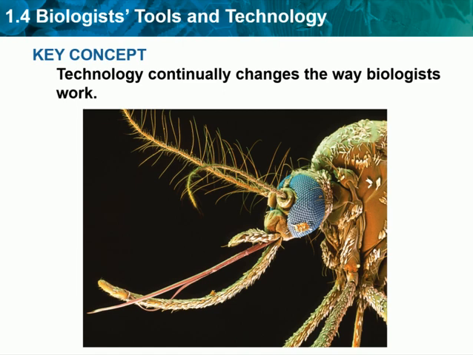Main ideas. Observations include making measurements. Technology contributes to the progress of science. Complex systems are modeled on computers. And the tools of molecular genetics give rise to new biological studies.